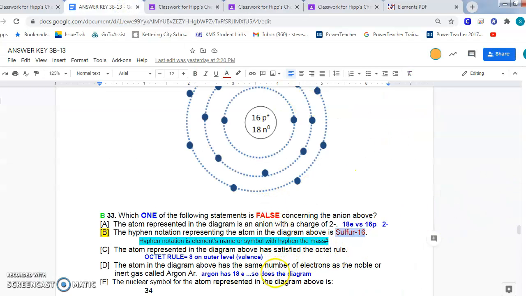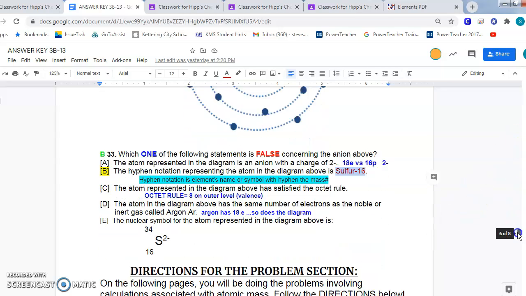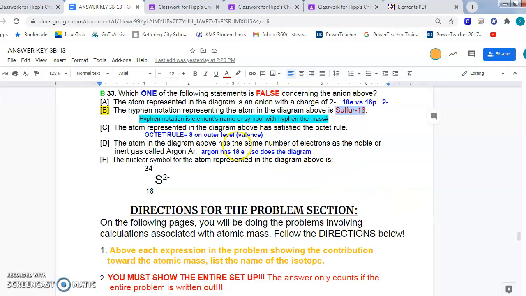What about the next one? The diagram has 18 valence electrons, letter D. Yes, we've already talked about that. There would be 18, just like argon.